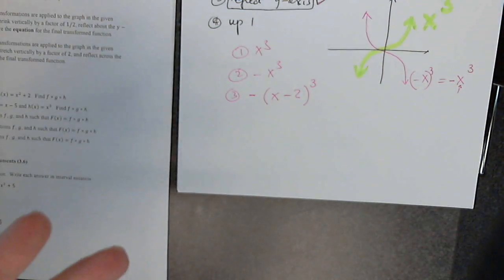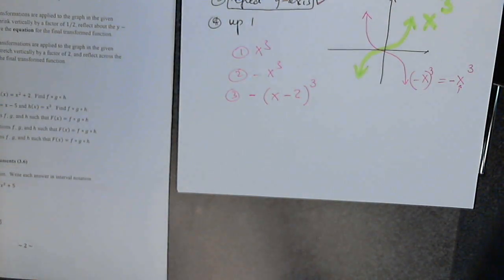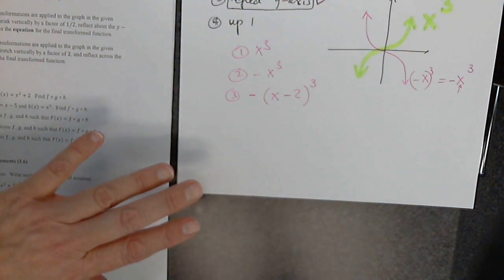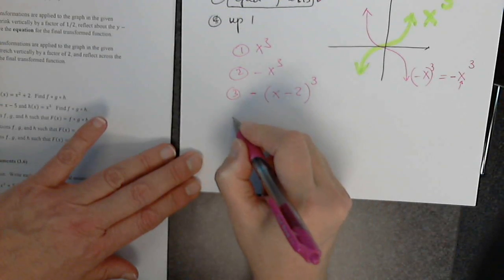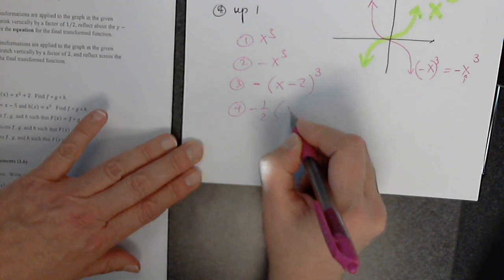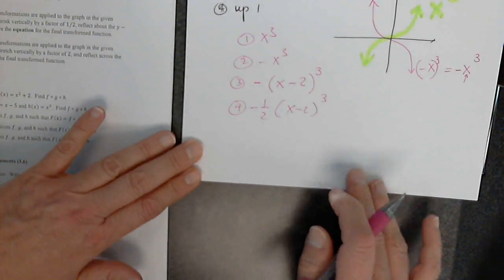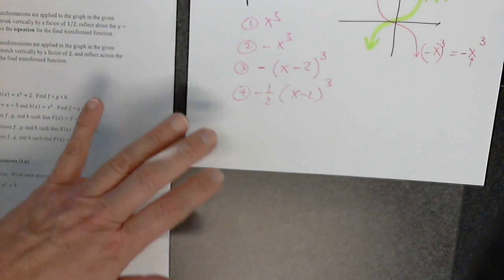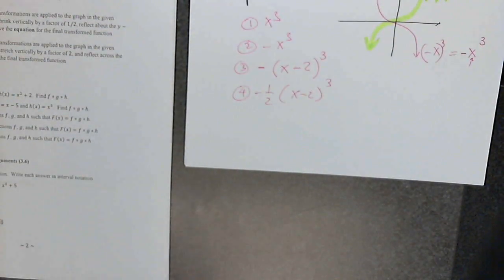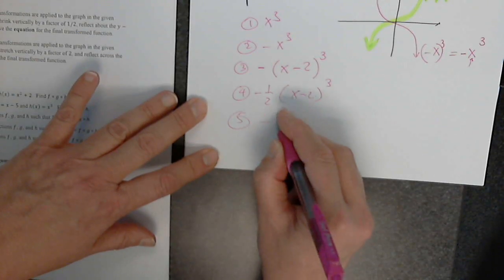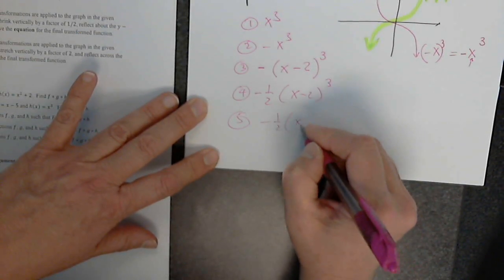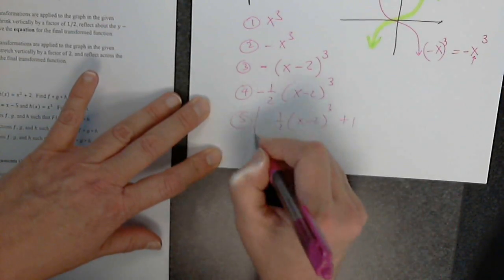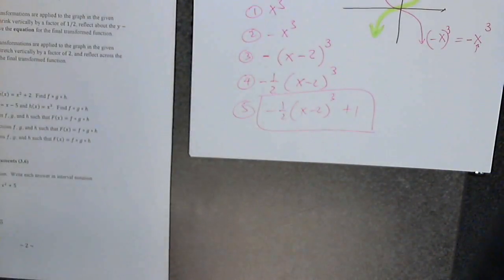Vertical shrinking by a factor of 1/2. Exactly, that is straightforward. So this is number 4, negative 1/2 x minus 2 to the third. So now this is done. And the final step is up 1. So negative, yes, x minus 2 cubed and plus 1. And this is final. So it's a little bit tricky here.